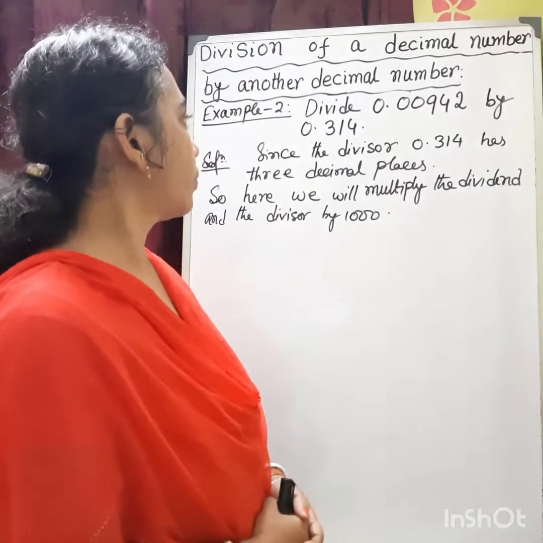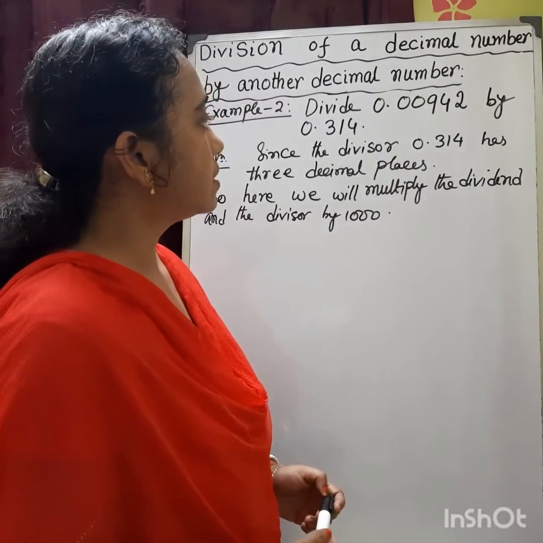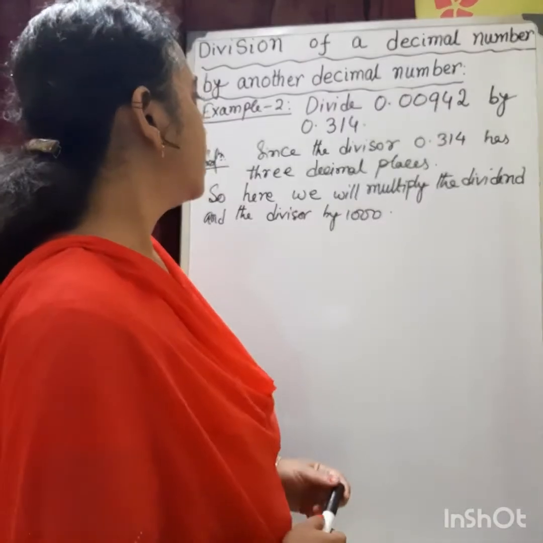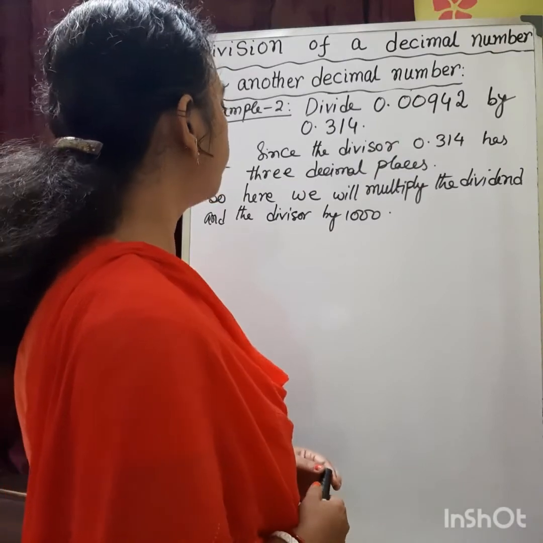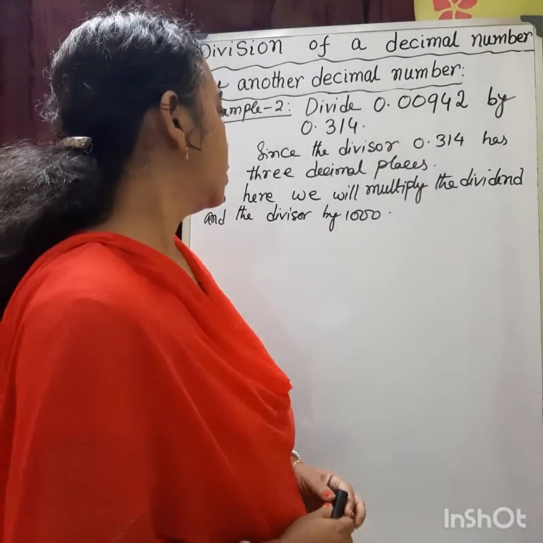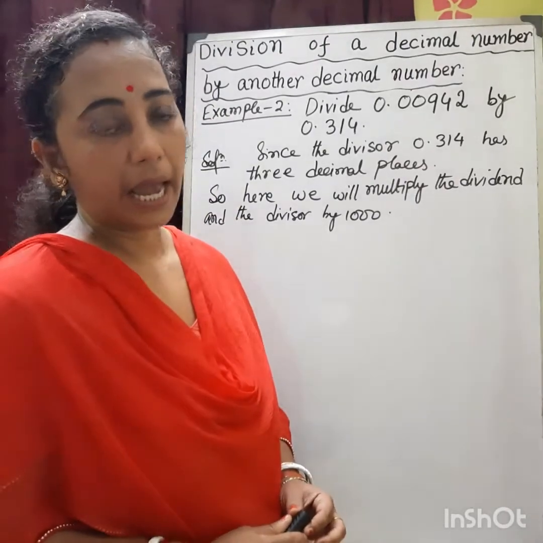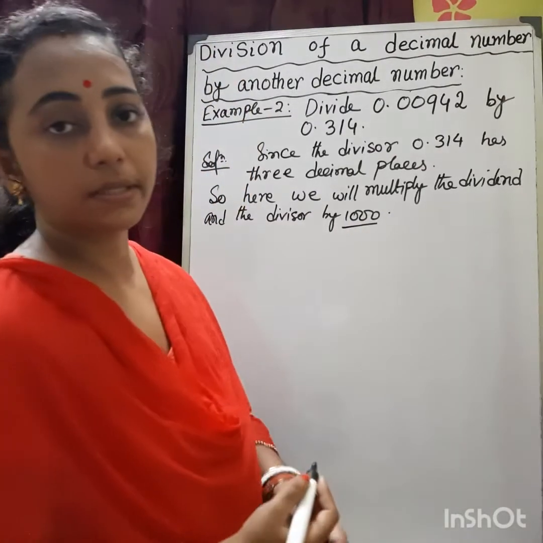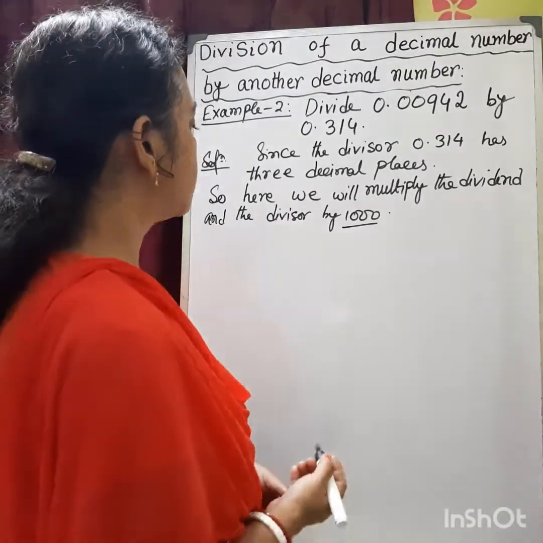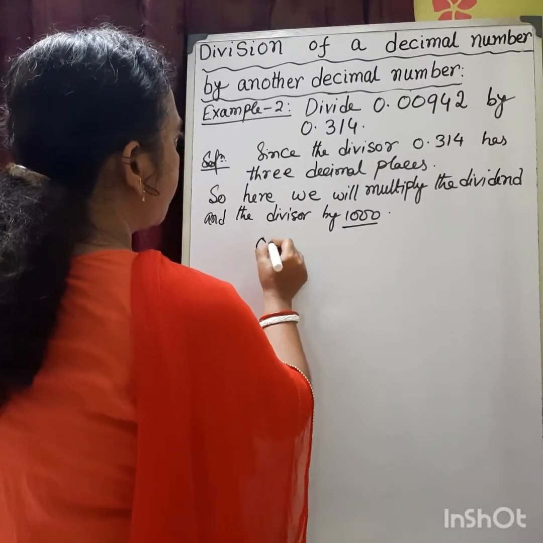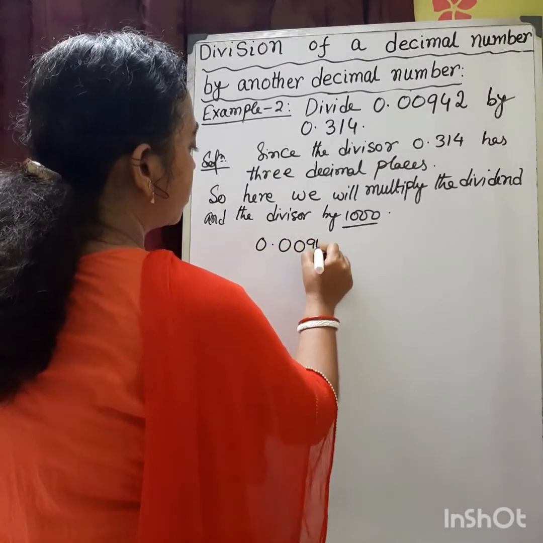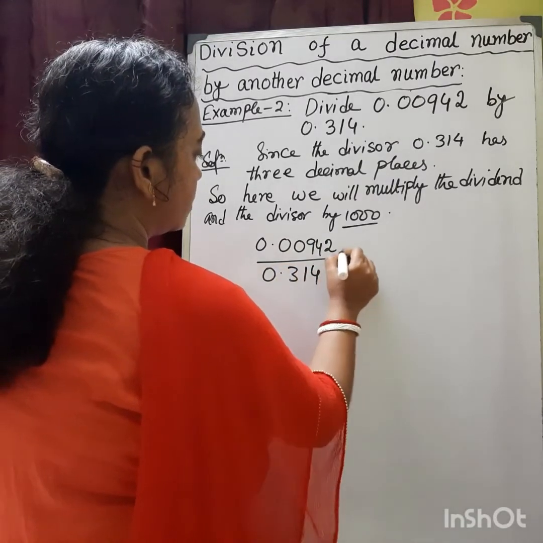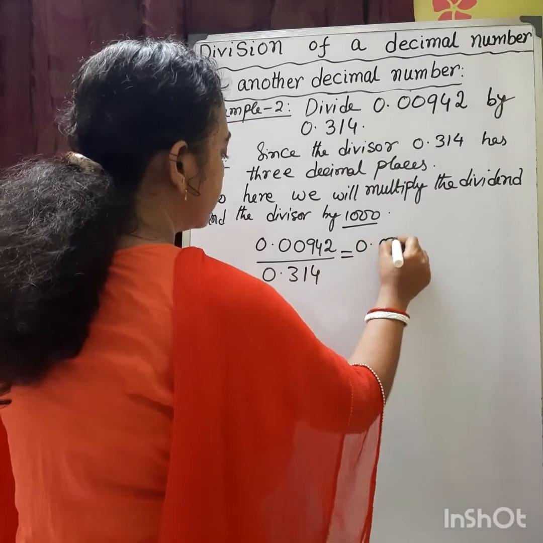Let us do another question: divide 0.00942 by 0.314. Since the divisor 0.314 has 3 decimal places, here we will multiply the dividend and the divisor by 1000 so that the divisor is converted to a whole number. So let us multiply them. So 0.00942 divided by 0.314, and we multiply them by 1000.